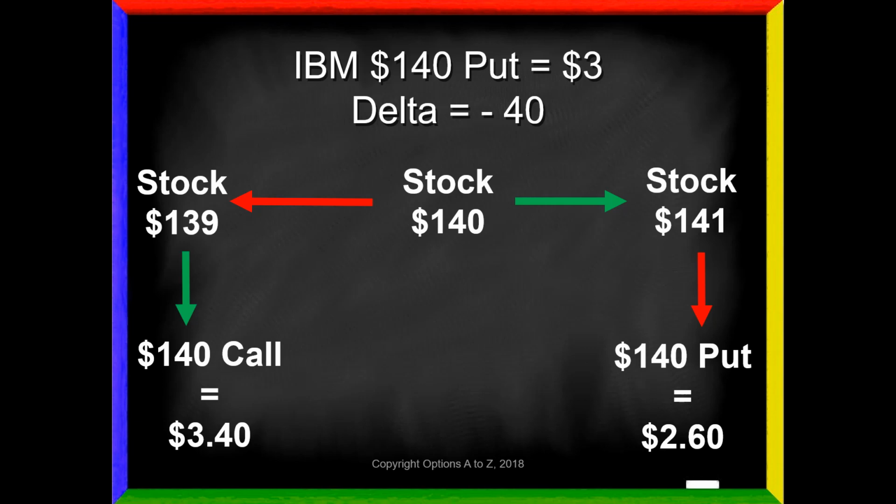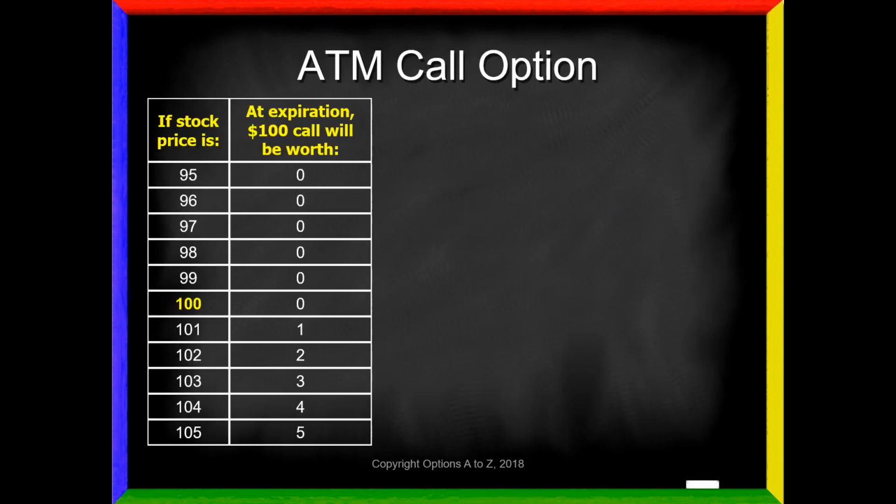And once you get your bearings straight, just look at the delta and it will tell you by how much that option's price is going to change. So why does this happen? A lot of times new traders say, it's kind of weird. Why don't the options move dollar for dollar? Well, it would actually be too good of a deal if it was. And to understand why that happens, let's take a look at a simplified model.